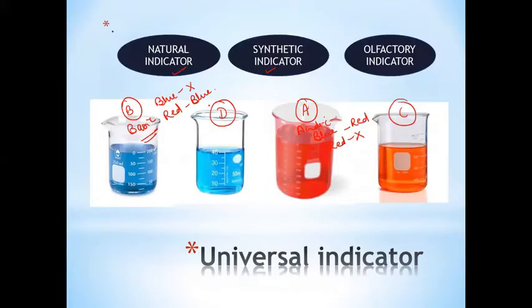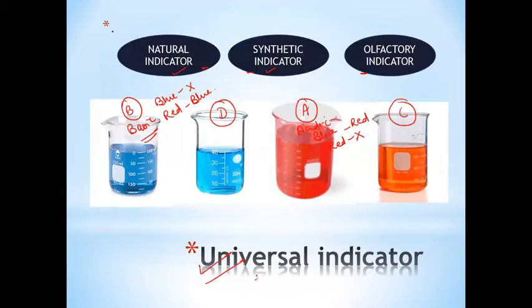These indicators, that is natural, synthetic and olfactory indicator, give us no clue. These indicators tell us only whether the solution is acidic or basic. Therefore, we need an indicator that tells us the strength of acid or base. That is, how strong or weak a particular acid or base. That indicator is universal indicator.